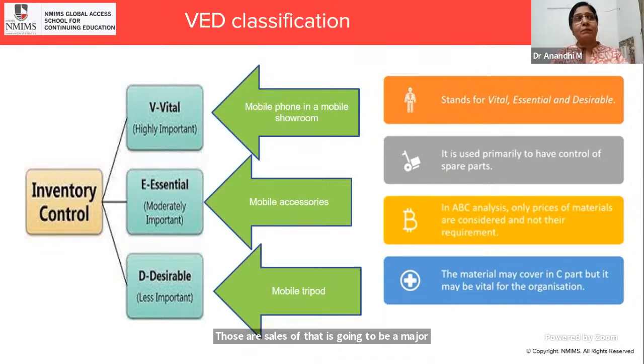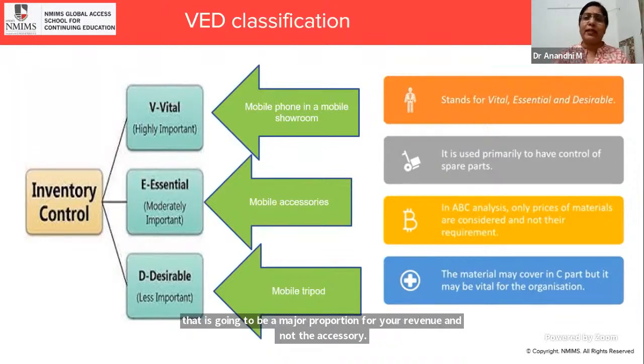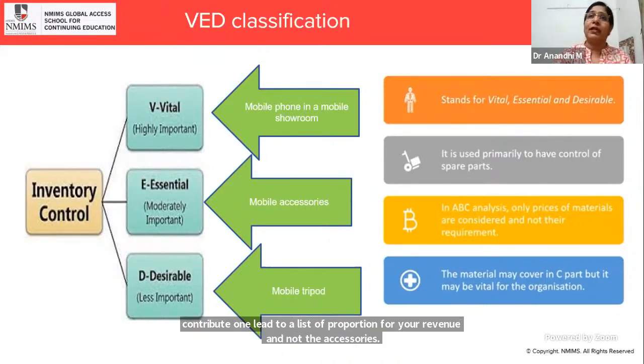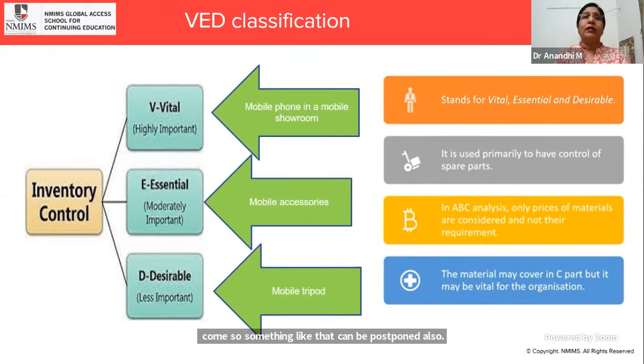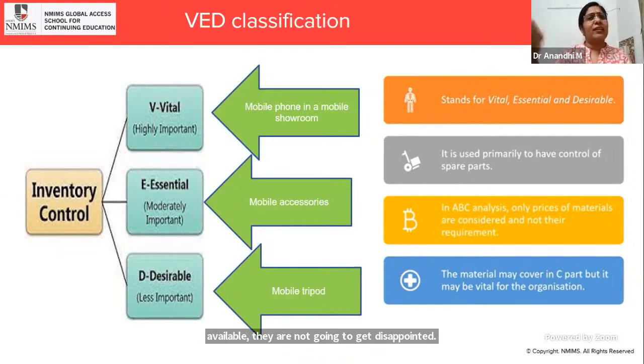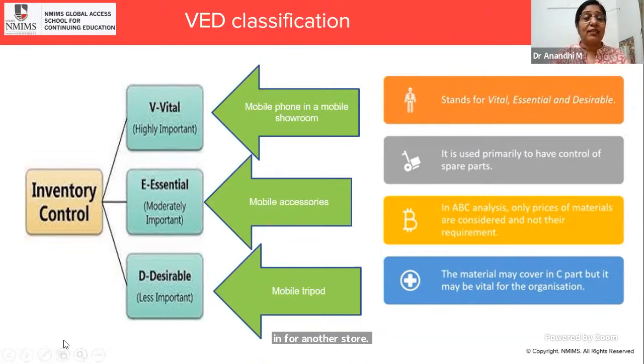For essential items, you may tell them that you can fetch it for them the next time they come. So something like that can be postponed also. Desirable is completely different. Even if you say it's not available, they are not going to get disappointed. A tripod or a selfie stick and all that, either they will come next time and buy from you, or else they may look in other stores also. That is not at all a problem. So this type of classification is called vital, essential, and desirable.